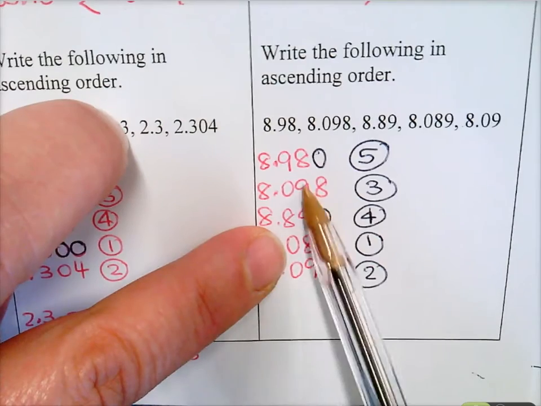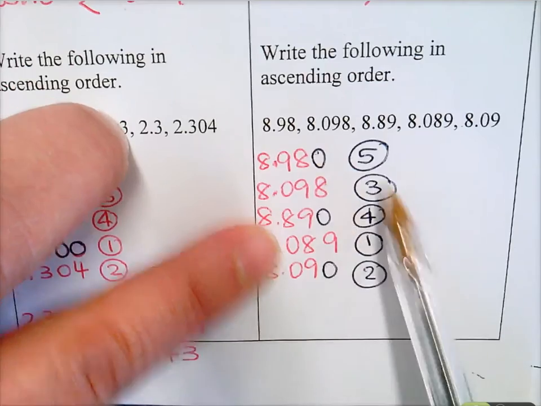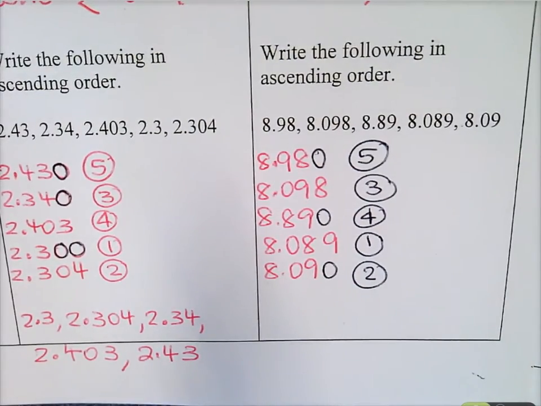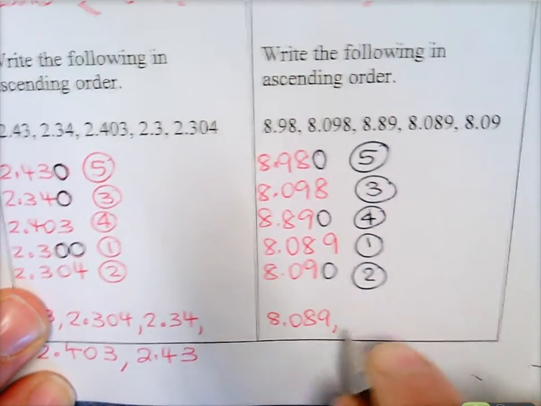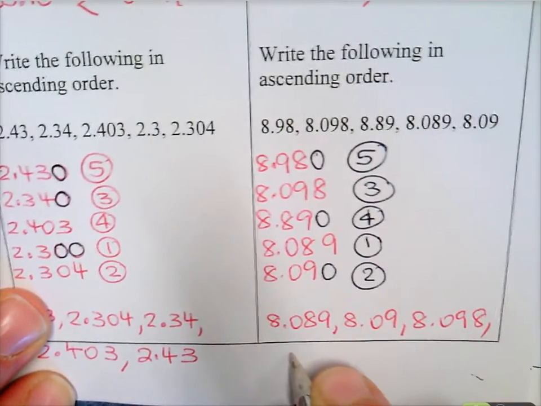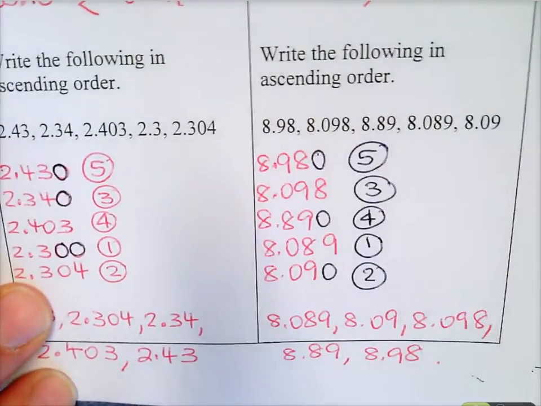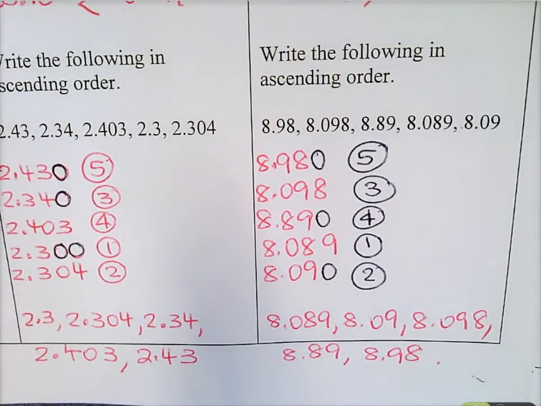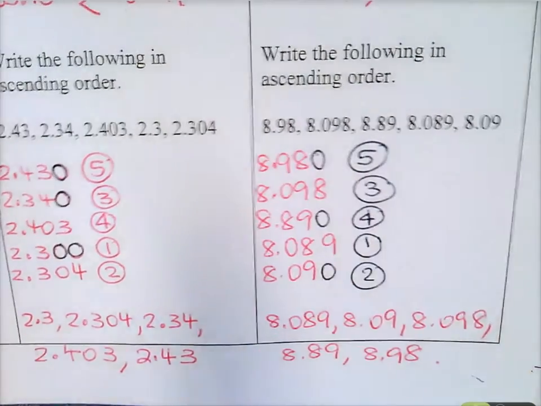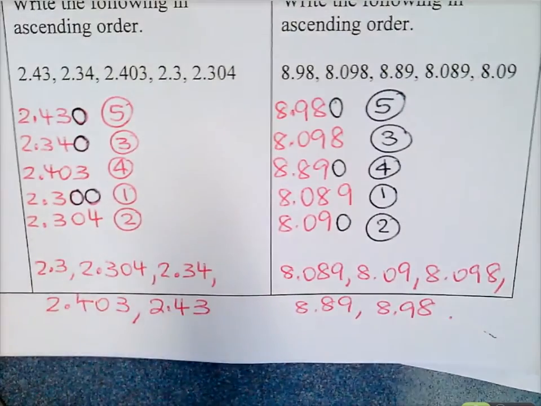Then you'll compare the 9s. They're the same, but that's got the smallest one after it. 0 is smaller than 8. I think put zeros on the ends, girls, it's easier. So: 8.089, 8.09, 8.098, 8.89 and 8.98 in ascending order. If I ask for descending order, I'd want them opposite, biggest to smallest. Okay? Are we okay, girls? Can you see that? All right, girls.